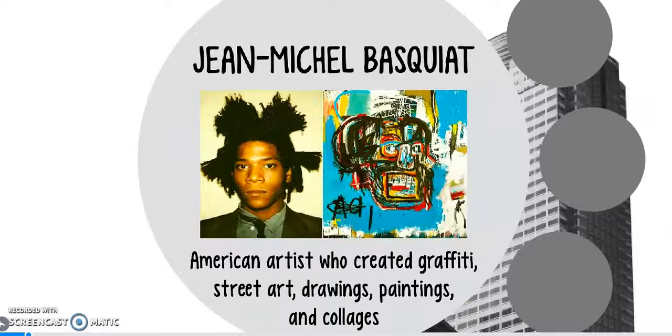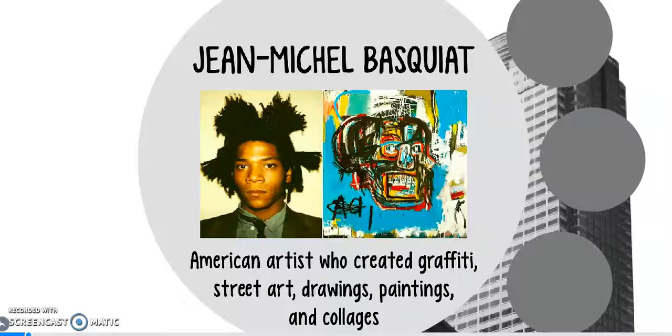Jean-Michel Basquiat is an American artist who created graffiti, street art, drawings, paintings, and collages. Graffiti is artwork that is painted on the side of buildings, and collage is artwork that's created by cutting up pieces of paper and creating a new work of art.